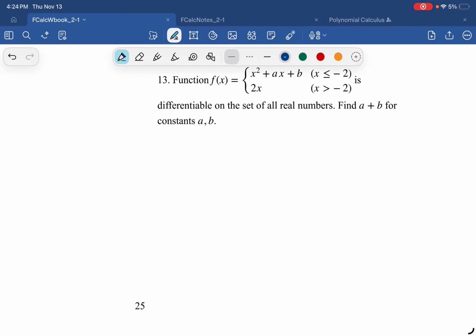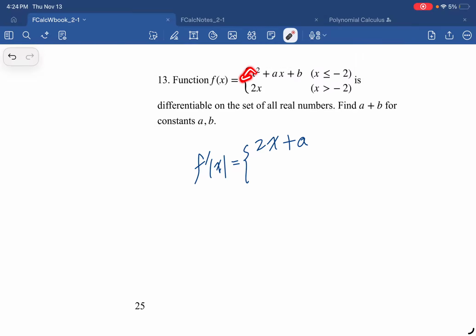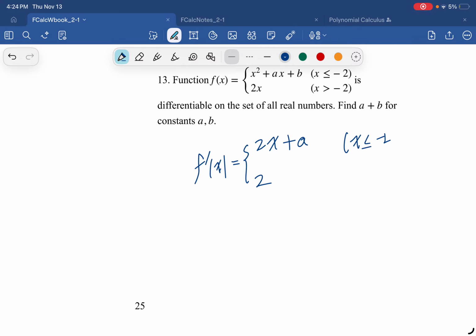So if we take a look at f prime of x, right, we can say that, hey, this is going to be 2x plus a. Right? So the power goes down and it subtracts by 1. The derivative of ax is just a, right? Because the power goes to 0, or you can imagine the slope of a line is just its slope. And then here it's going to be 2, right? When x is less than or equal to -2 and when x is greater than -2.